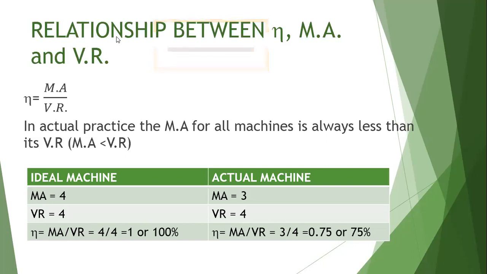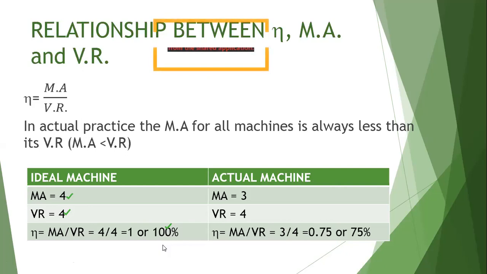Let me explain it a bit with the help of this table. We are just assuming these facts for the betterment of understanding the topic. Assume I have an ideal machine. In the ideal machine, your MA comes out to be 4, assume, so your VR will also come out to be 4. Efficiency is equal to MA upon VR into 100. So 4 upon 4 is 1, into 100 is 100%. So what is the efficiency of an ideal machine? 100%. But in an actual machine, as I told you, the efficiency will never be 100.